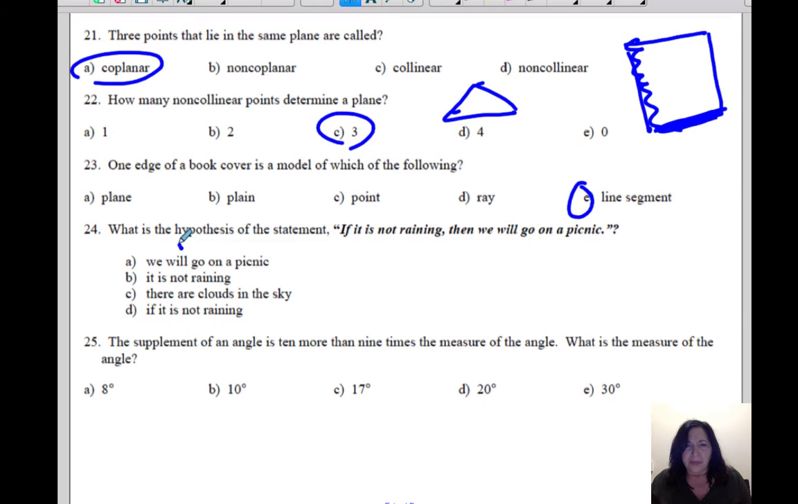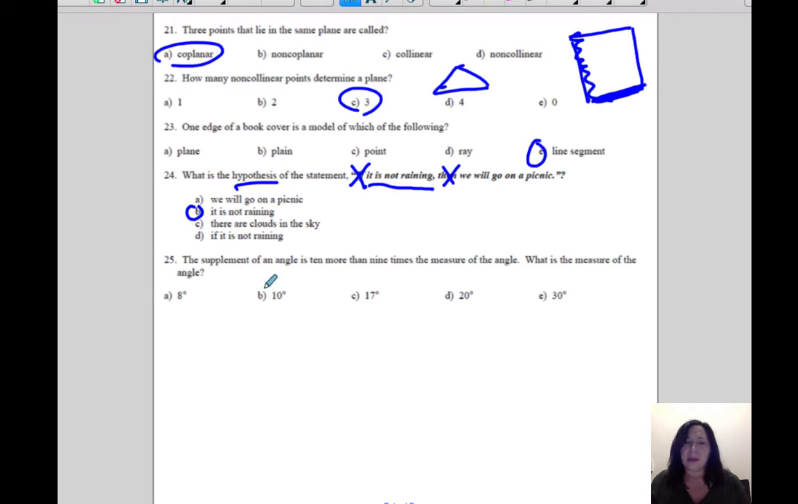What is the hypothesis of this statement? So remember, hypotheses do not include the word if, and conclusions do not include the word then. So it's whatever's in between. So my hypothesis is after the word if, not including if. So it'd be this right here. It is not raining. So that's my hypothesis, that's B.